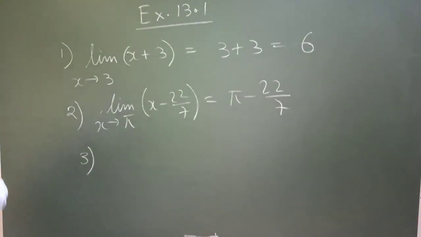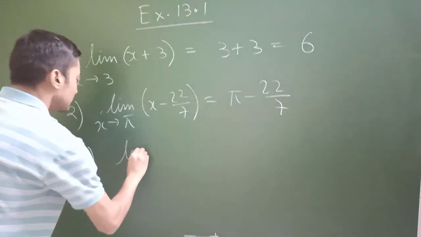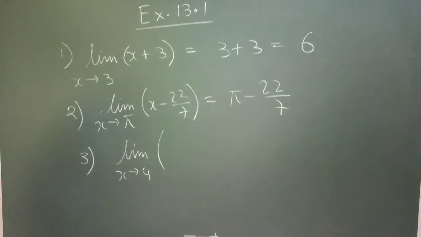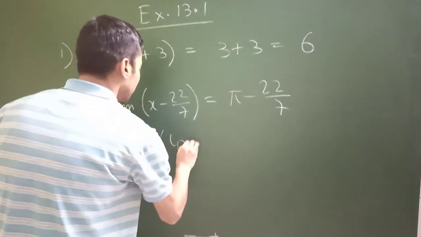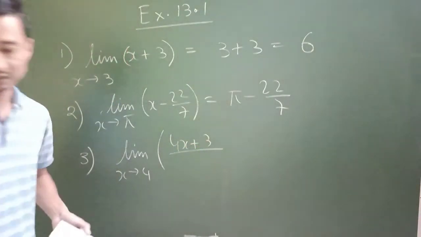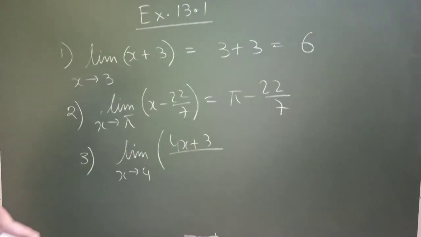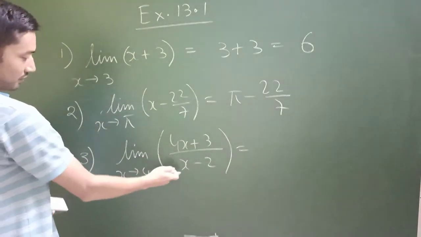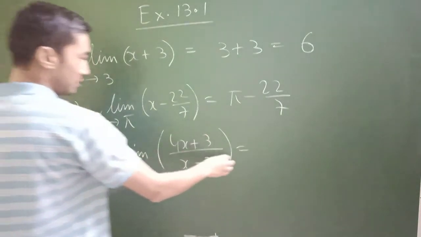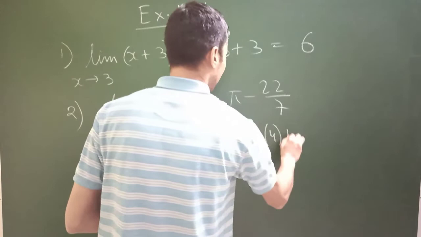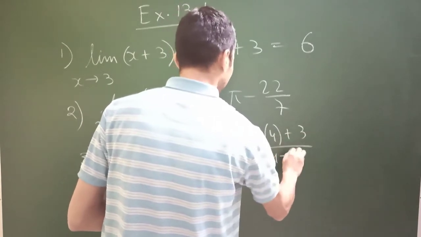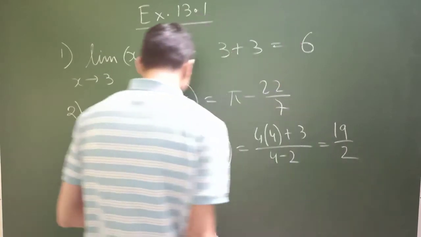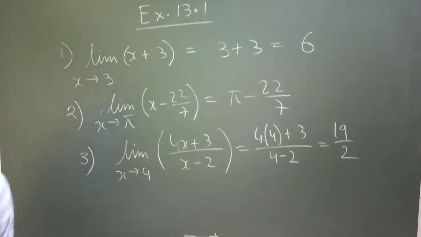Another question will be the limiting value as x tends to 4 for the function (4x plus 3) divided by (x minus 2). Here also, we can see that substituting x equals 4 does not give 0 in the denominator, so I can just substitute: 4 times 4 plus 3, divided by 4 minus 2. That will be 19 divided by 2. That's as simple as that.